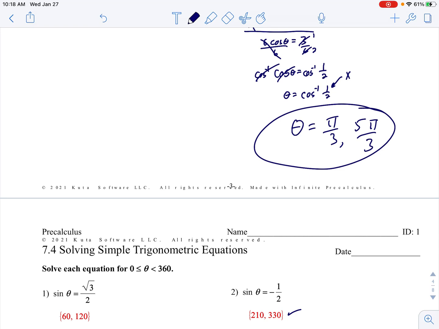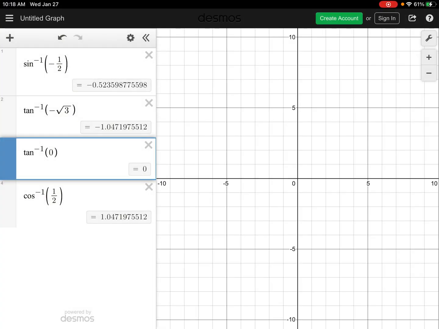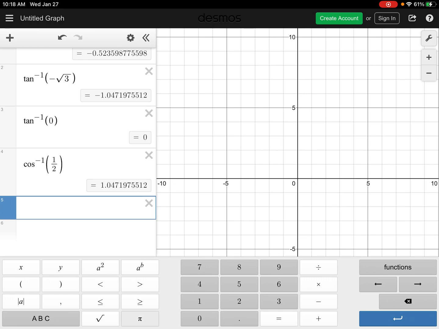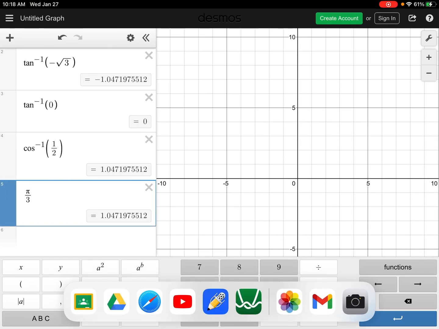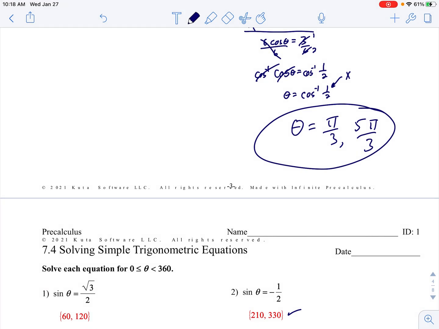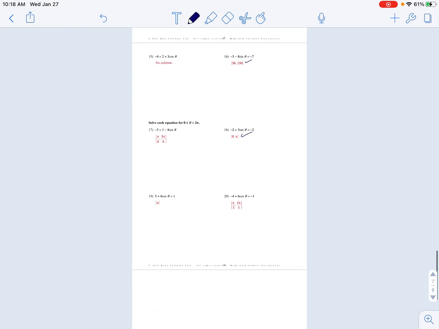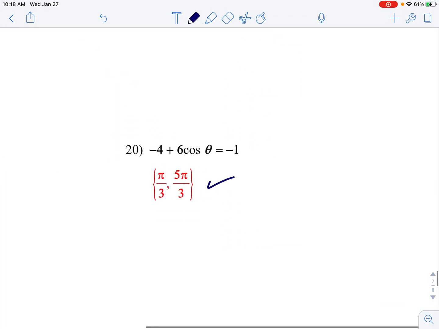Let me go back to Desmos for a second. What's pi over 3? It's 1.047. That kind of explains that answer. But then 5 pi over 3 didn't come up on the calculator. So the only way to get both answers is on the unit circle. And of course, there they are.